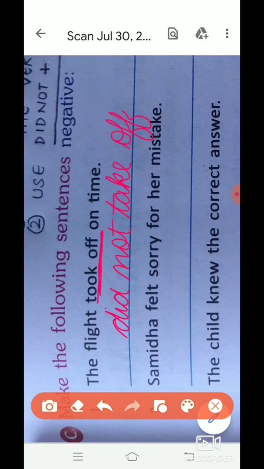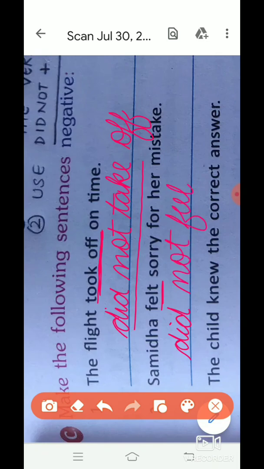Next sentence, Samidha felt sorry for her mistake. Now here the verb is felt, and it is in which form? V2, simple past tense form. The first form of felt is feel. So the answer will go like this: Samidha did not feel sorry for her mistake.